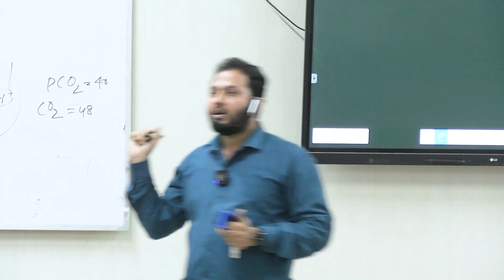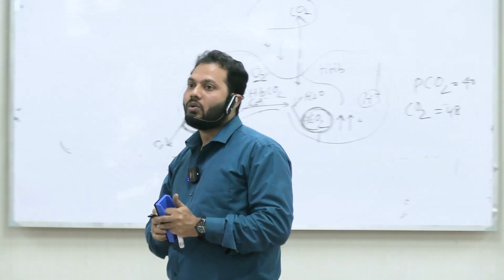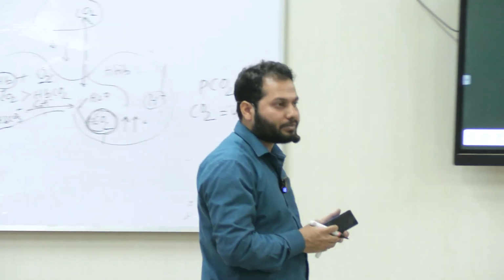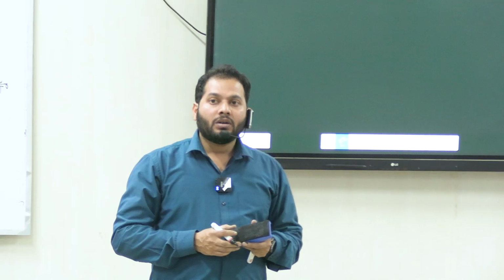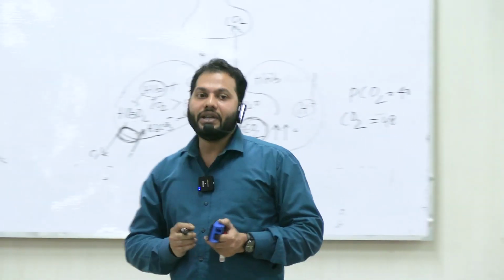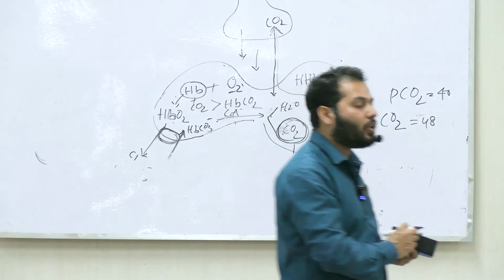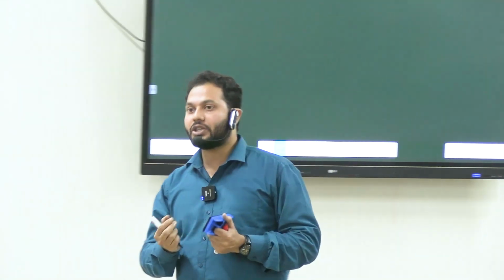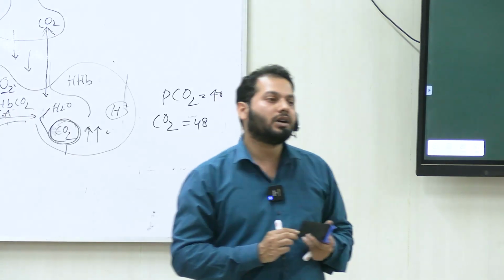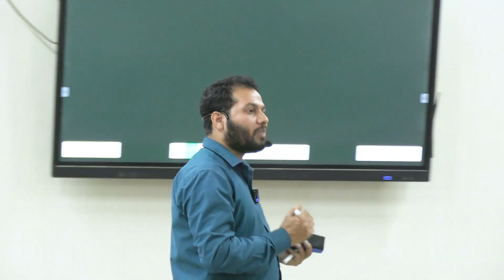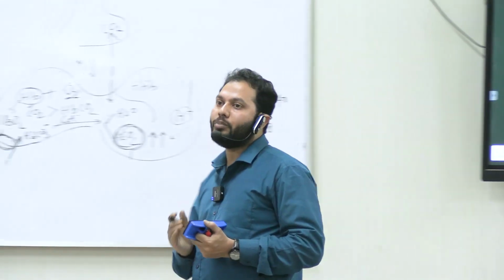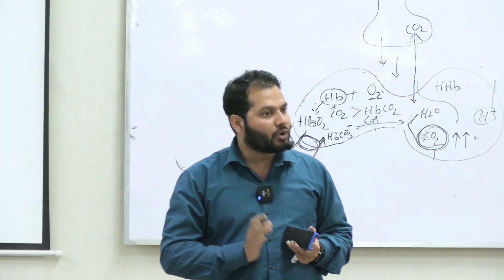Other than this mode of transport, what we have seen, around 5% is transported through the plasma. Due to the pressure gradient into the plasma, the alveolar pressure is a little less than the carbon dioxide concentration present in the plasma. So only 5% of the carbon dioxide gas is transported through the plasma, and there is no involvement of the hemoglobin molecule. Only the pressure gradient is sufficient to remove the dissolved carbon dioxide.